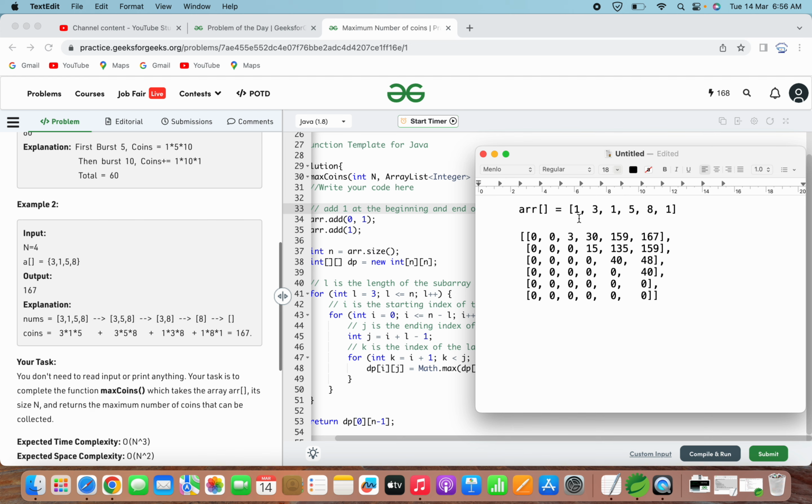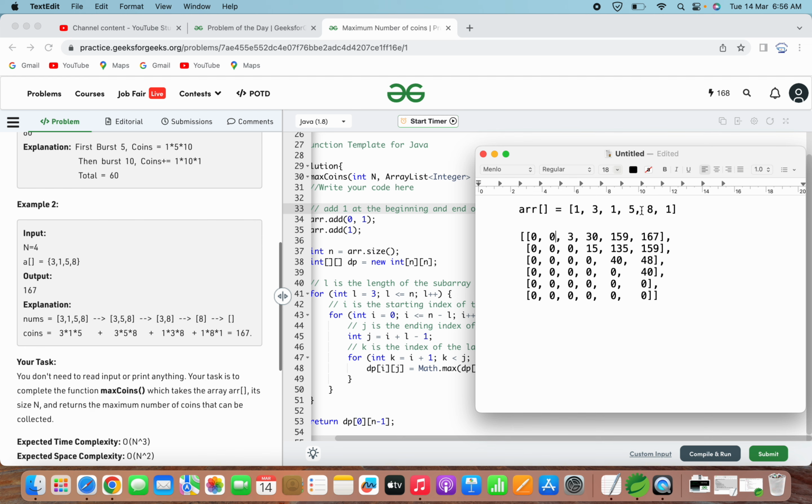Initially i is equal to 0 and j is equal to 3. So first we will take 1, 3, 5. Then the second time we will take 3, 1, 5. That means 1 and 5 are the boundaries, and k will iterate from i plus 1 to j minus 1. So it will take 1, 3, 5 the first time, and the second time it will take 1, 1, 5.